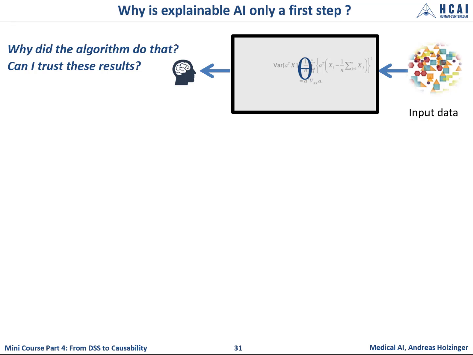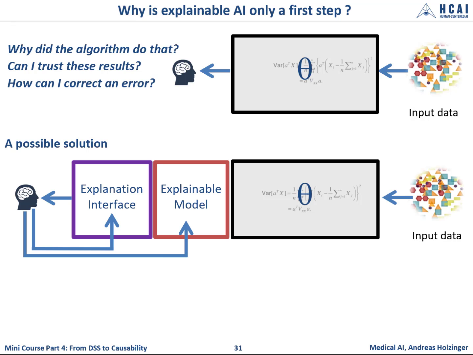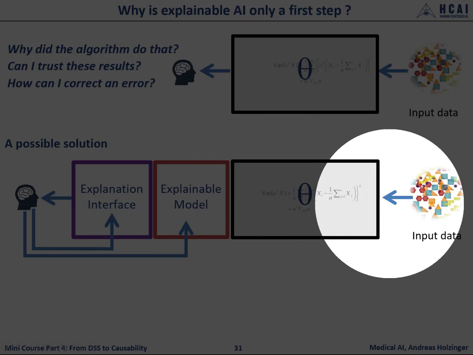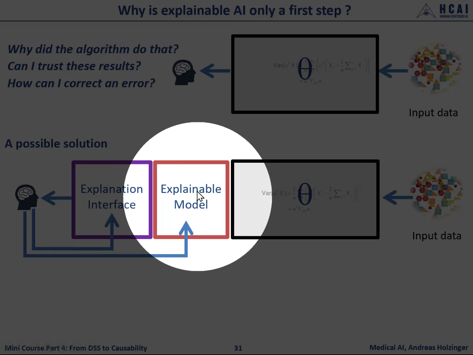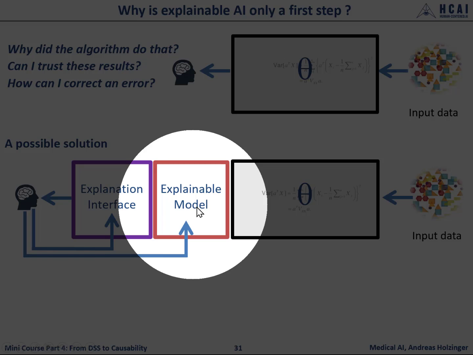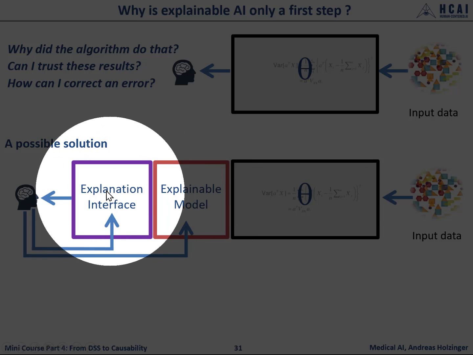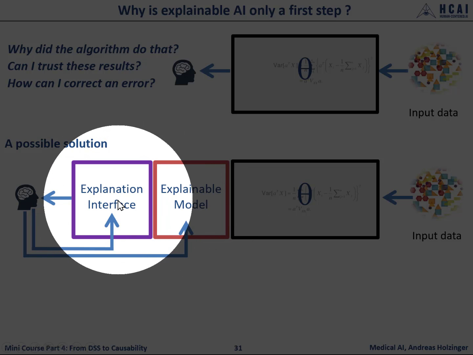So here you see a possible solution. You see why we need this explainable model. We have this black box model, and that means we need an explainable model as we have seen before. So this would be the layer-wise relevance propagation here, but still open is the violet aspect here.